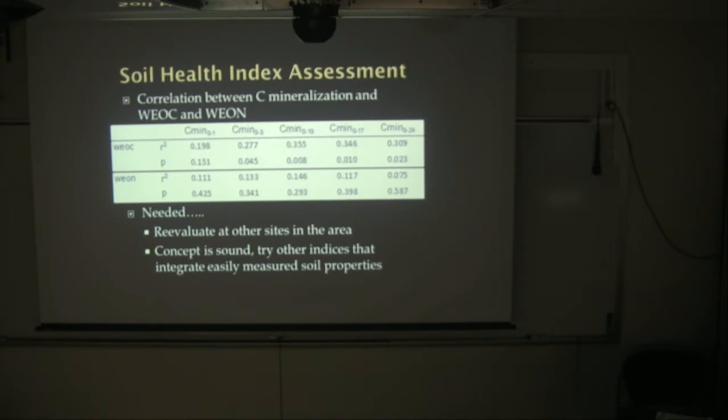So I believe what's needed, in light of the fact that the expected relationships were not there within this data set, is that the index should be reevaluated with a different data set across the sites or other sites. Also, the concept is sound. Perhaps it's possible to integrate other easily measured soil properties into an index that's appropriate for the area.